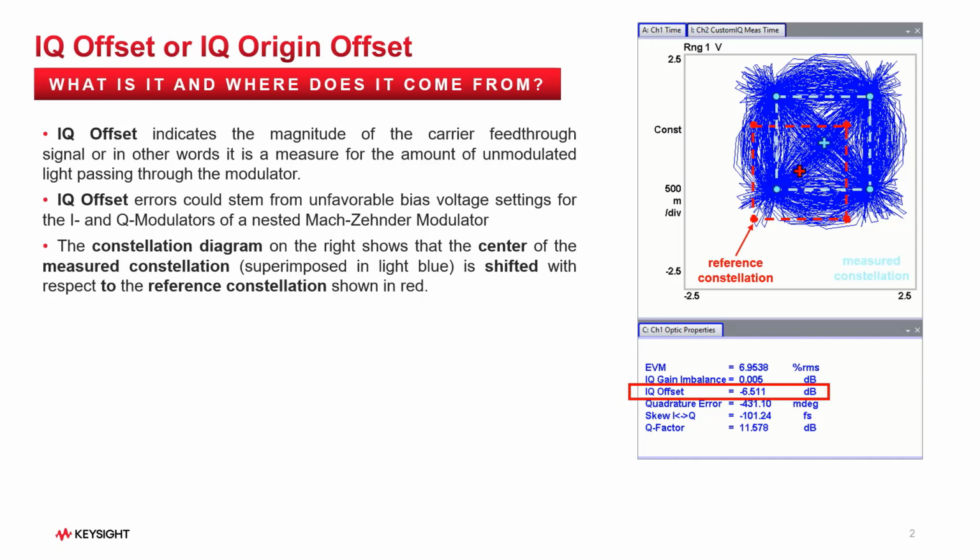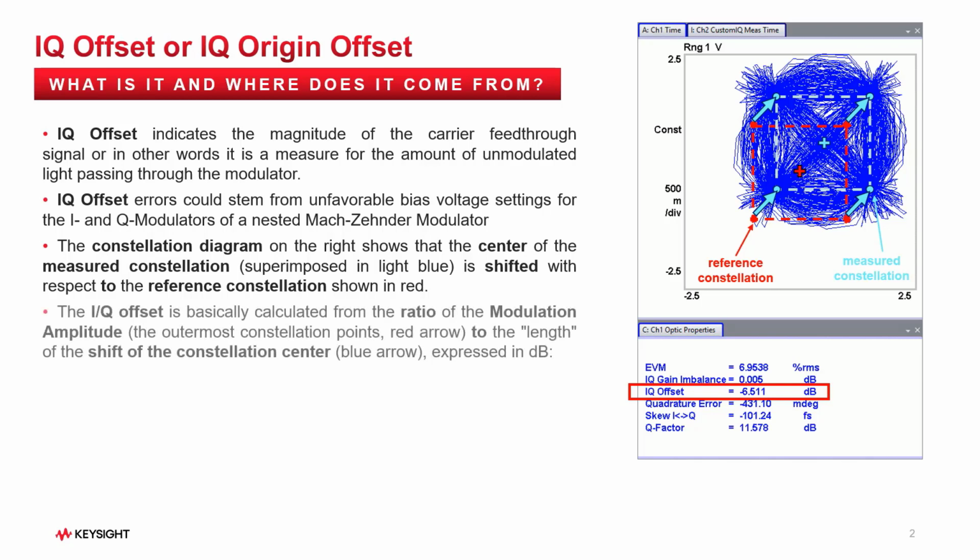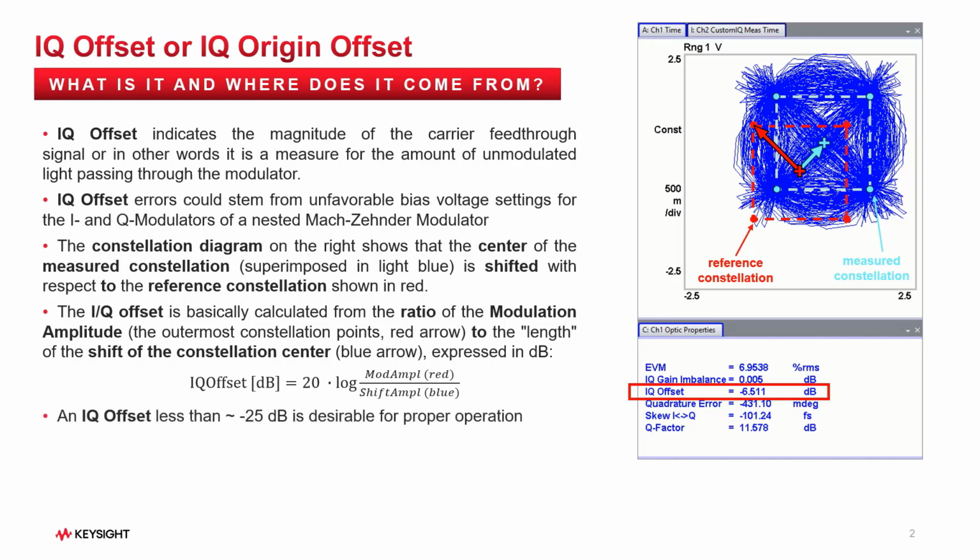The IQ offset is basically calculated from the ratio of the modulated amplitude, represented by the red arrow from the center of the reference constellation to the outermost constellation points, to the length of the shift of the constellation center, represented by the light blue arrow, expressed in dB. A larger IQ offset value indicates more unmodulated light. A smaller value indicates a smaller amount of unmodulated light.